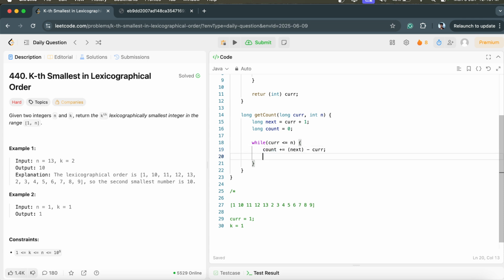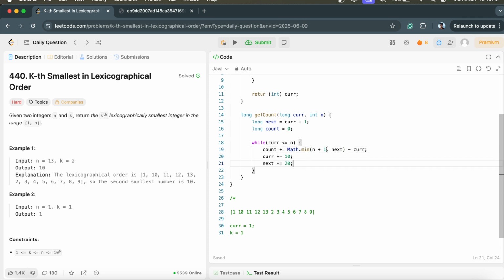The moment we get that, now we have to check between the range 10 to 20. So current is shifted, we simply multiply it with 10, and next is also getting multiplied with 10, so 20. Now we are looking between 10 to 20 how many digits start with 1. But here the problem is this 20 is greater than n. So what we do is we add here Math.min between n plus 1 comma whatever the next that we got.